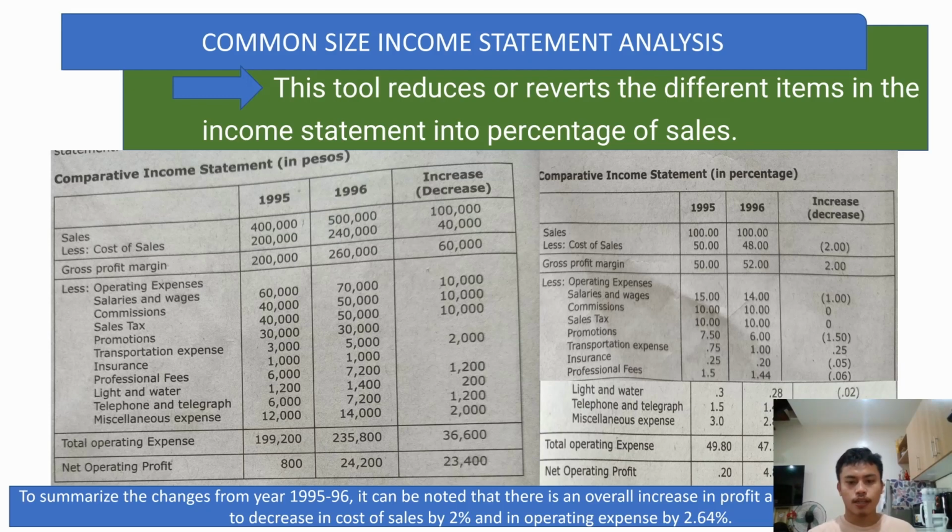It can be noted that there is an overall increase in profit amounting to 4.64% due to a decrease in cost of sales by 2% and in operating expenses by 2.64%. Just analyze the illustration table.